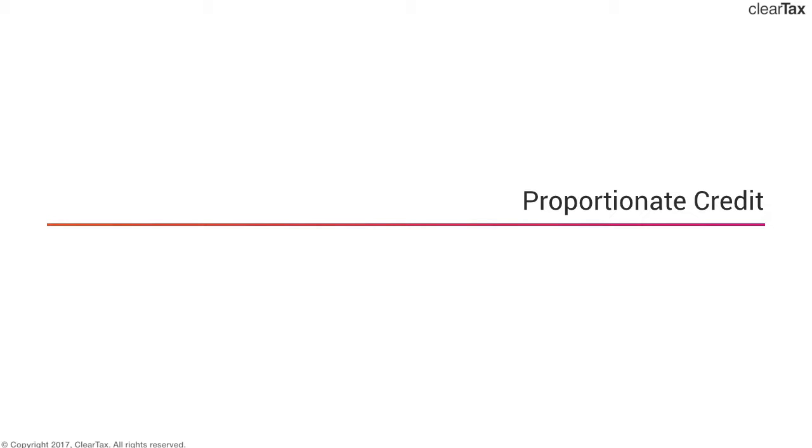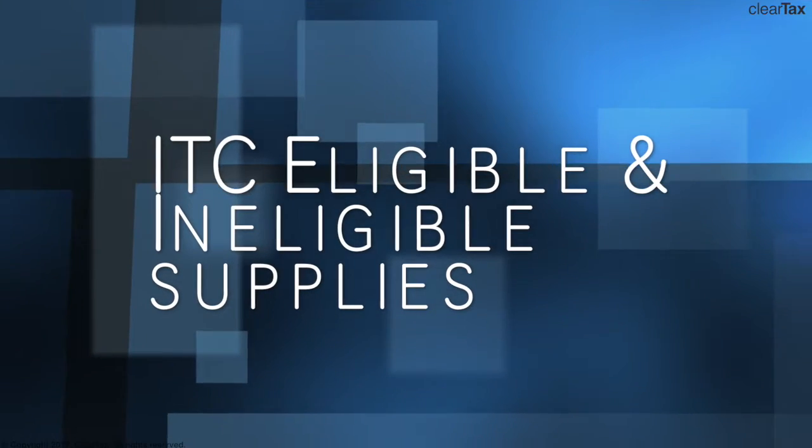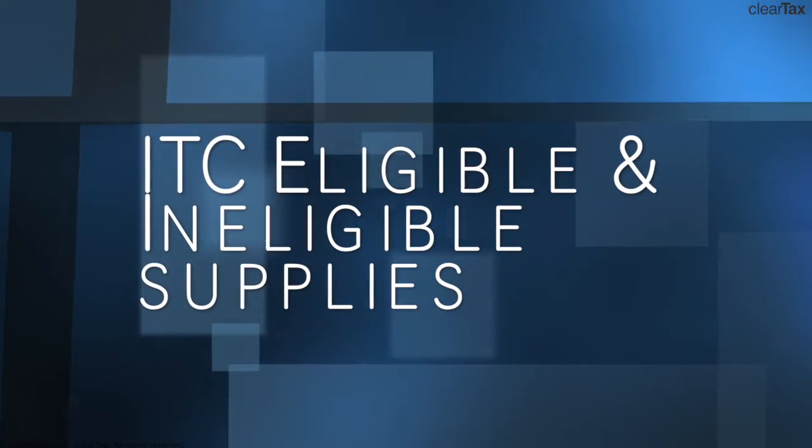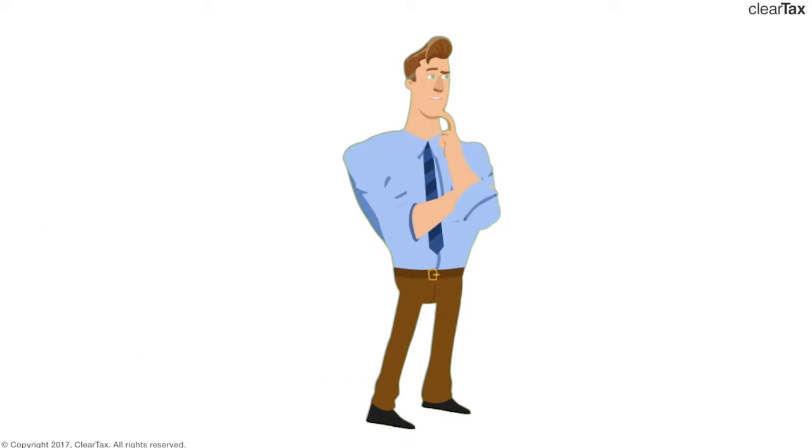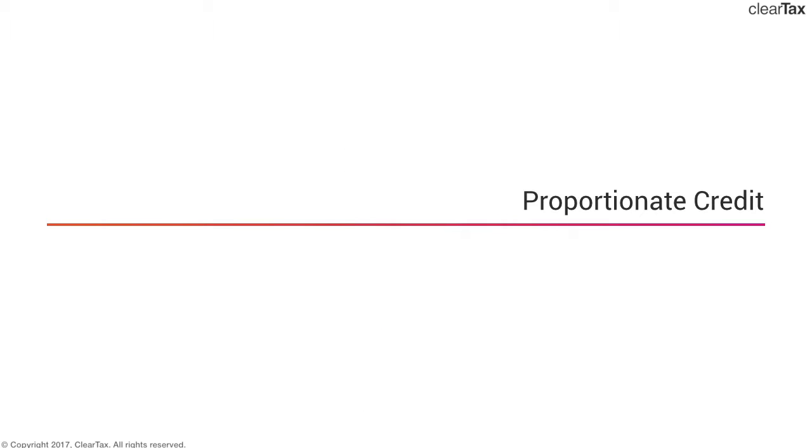In previous sections, we've seen the negative list of supplies on which input tax credit is not available. The ground reality is that every business would have both input tax eligible supplies as well as ineligible supplies. What do you do in such situations? That's where proportionate credit comes into play. Proportionate credit deals with segregating eligible and ineligible supplies.